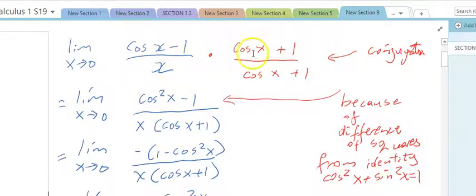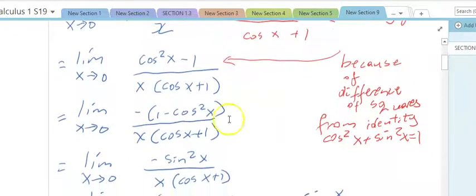Once we multiply by the conjugate, we get something called the difference of squares, which we studied earlier. So this is going to be cosine x squared minus 1 squared, and we write that as cosine squared x minus 1, all over what is in the denominator multiplied by each other. So that is x times cosine of x plus 1. Then we factor out a negative 1 because of where we want to go.